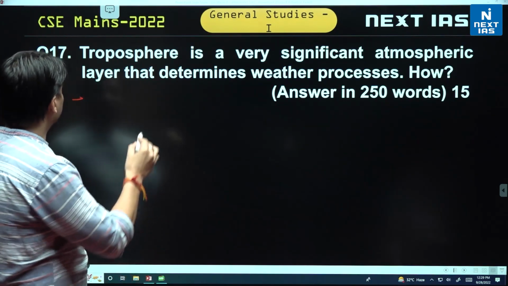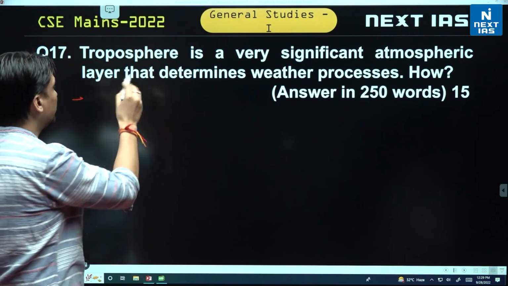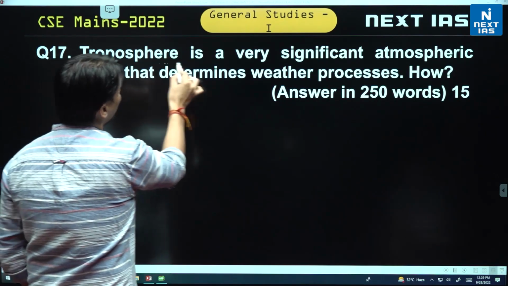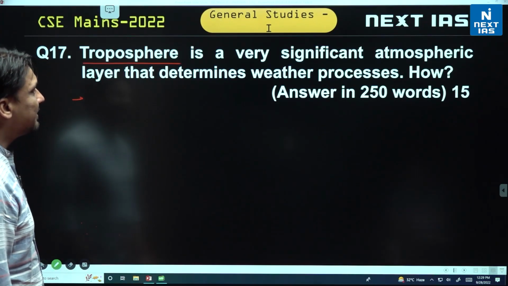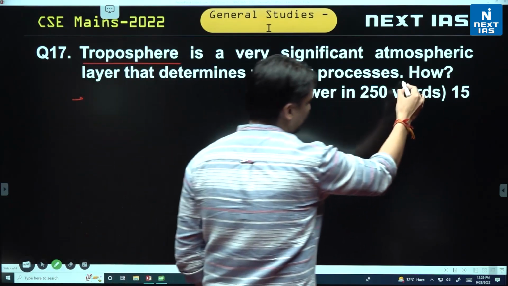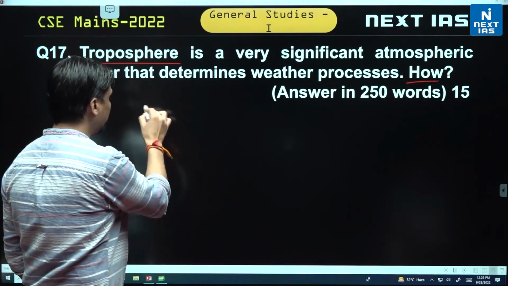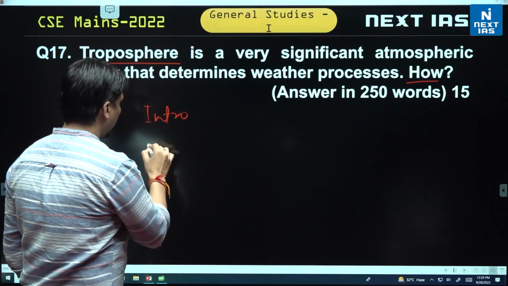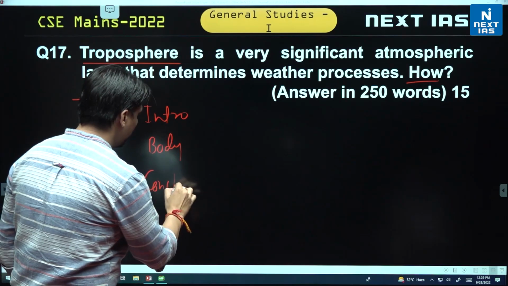Now the third question, question number 17, which was asked in paper 1 2022, was: troposphere is a very significant atmospheric layer that determines weather processes. How? So again, the answer will have three parts: introduction, body, and conclusion.